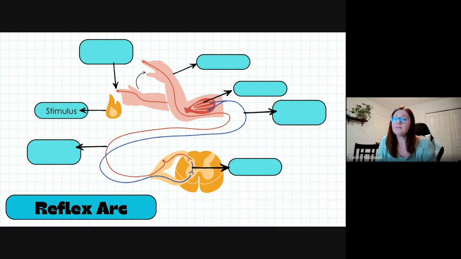The first thing, there's a stimulus. That stimulus could be hot. That stimulus could be really cold. That stimulus could be really sharp. Because sometimes you're just like, hey, is that sharp? And then you poke it and your body's like, yes, why did you poke that? So the stimulus is going to trigger your sensory receptor.